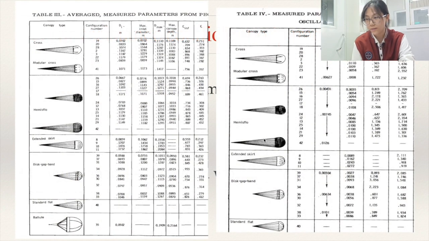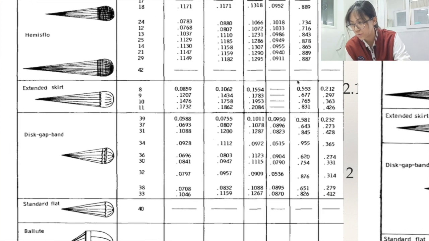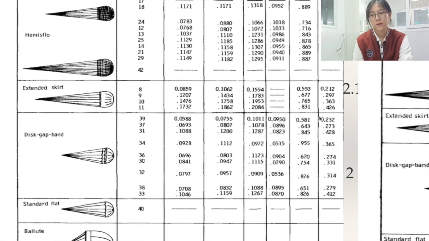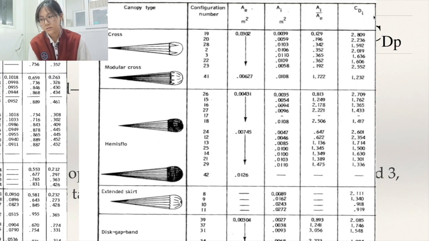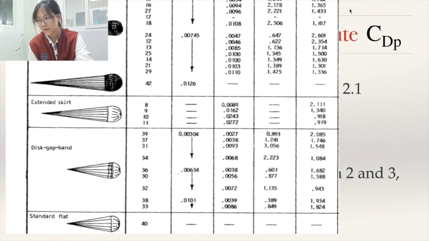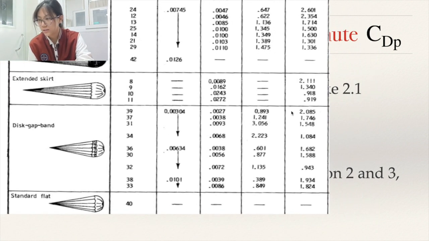And from one article, this epsilon here means the reefing ratio, and the closest data we can have is 0.232, and I know it deviates a lot, but that is the closest data we can have, so we'll take that one. Here, the CDI means the coefficient of air resistance, and for that parachute, it is 2.085, and for approximation, we take 2.1.